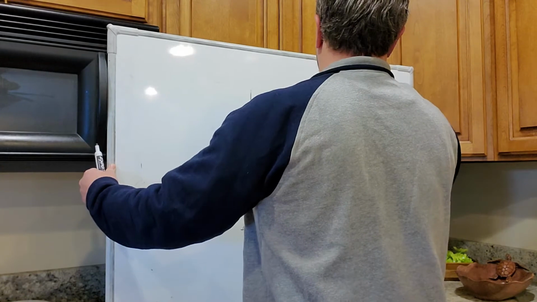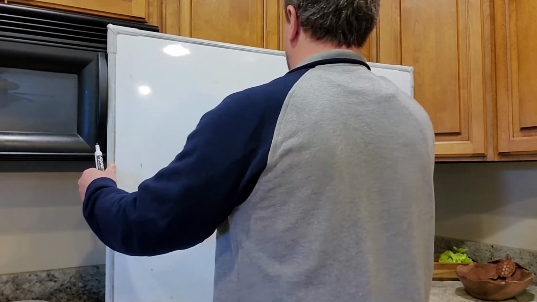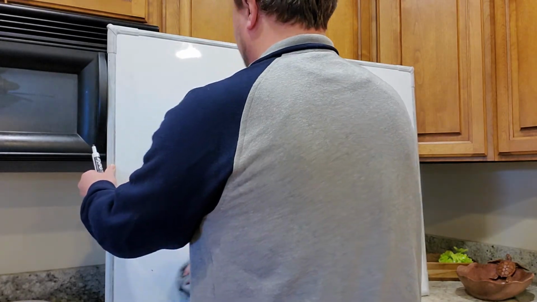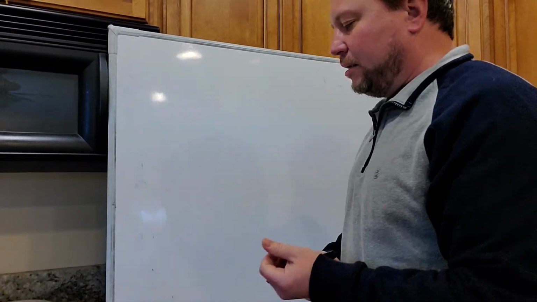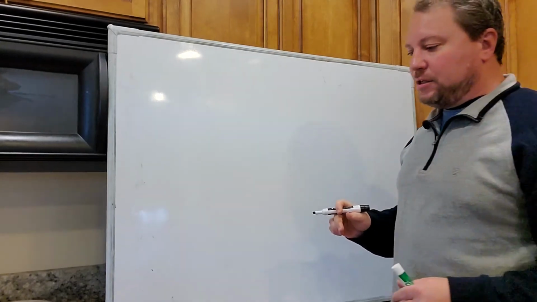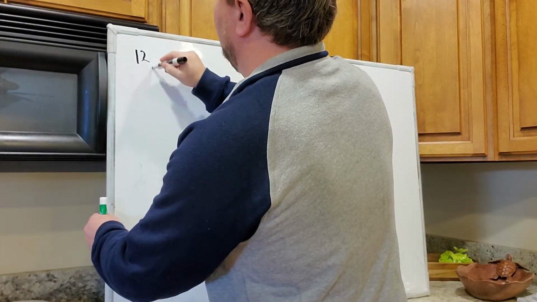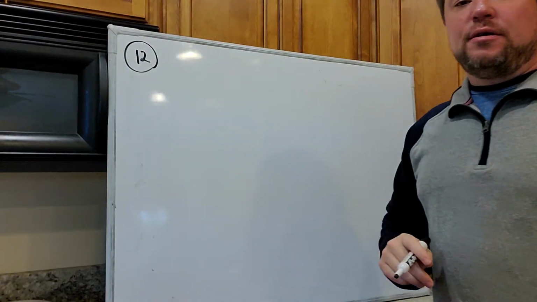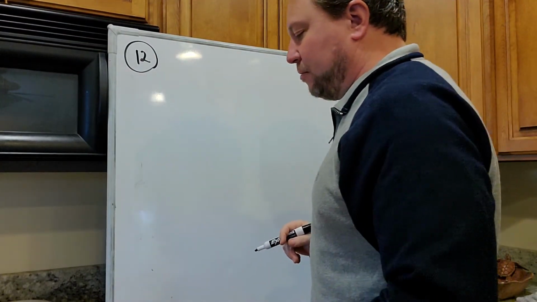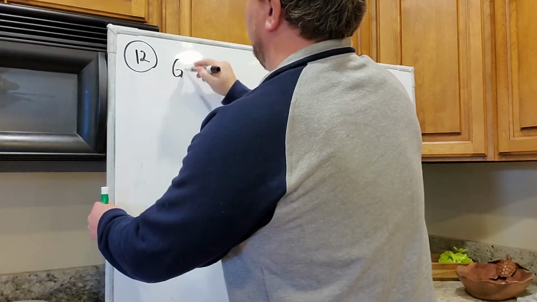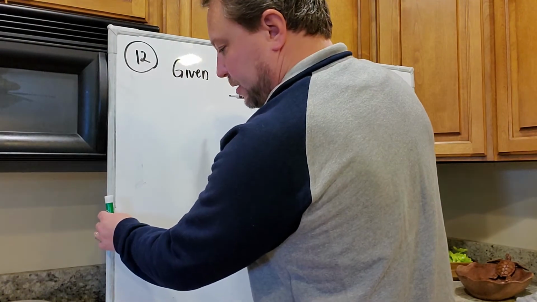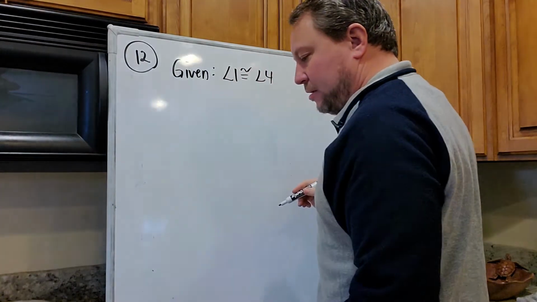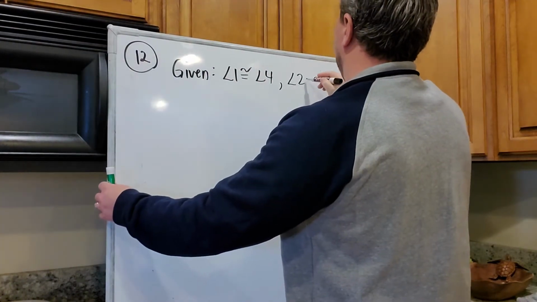So let me erase my board here. And keep in mind, I'm not out to get you. The proofs aren't going to be the most difficult thing I could come up with. I'm just going to give you a basic proof, kind of like this problem number 12. And in this problem number 12, we are given that angle 1 is congruent to angle 4, and angle 2 is congruent to angle 3.